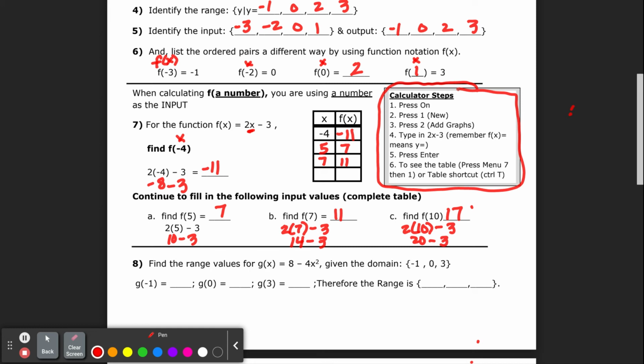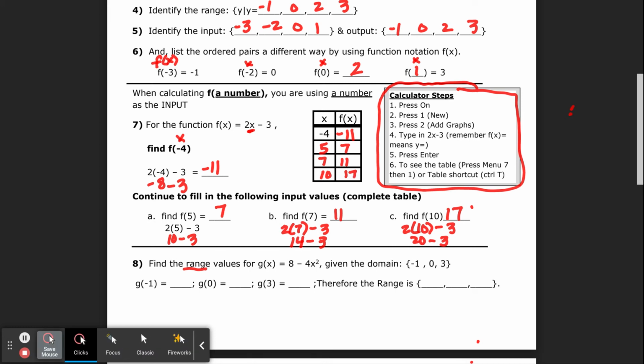All right, let's take a look at number 8. It says find the range values for, which is what we were doing. Oh, I forgot to fill in this last part on this table, 10 and 17. I just realized that. So we're going to find the range values for g of x equals 8 minus 4x squared, given the domain is -1, 0, and 3.